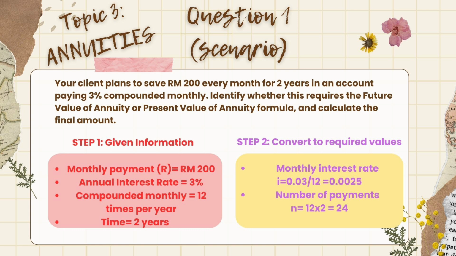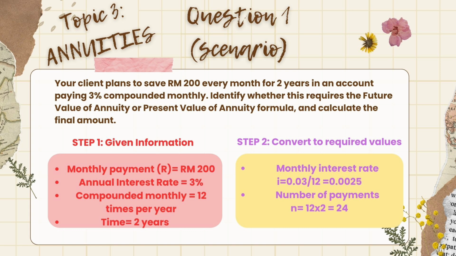I will explain question 1 of topic 3, annuities. In this question, the client plans to save 200 ringgit every month for 2 years in an account paying 3% compounded monthly, and we identify whether the future value of an annuity or the present value of an annuity formula is used, and calculate the final amount.